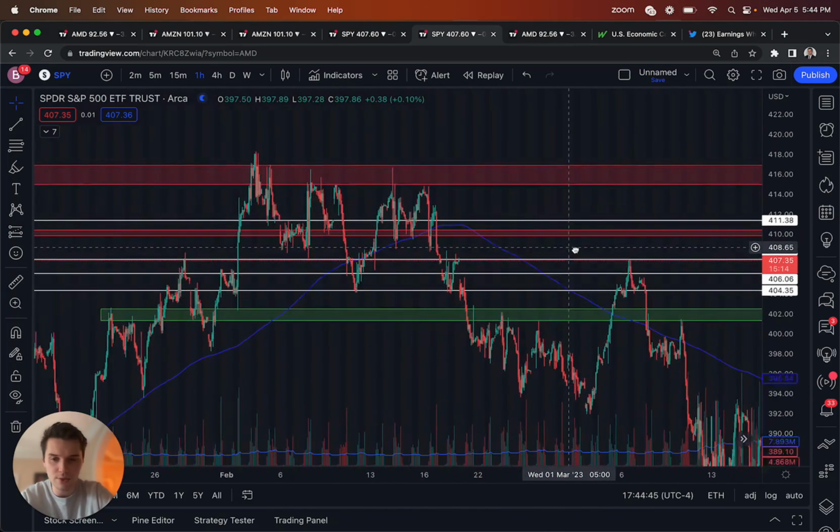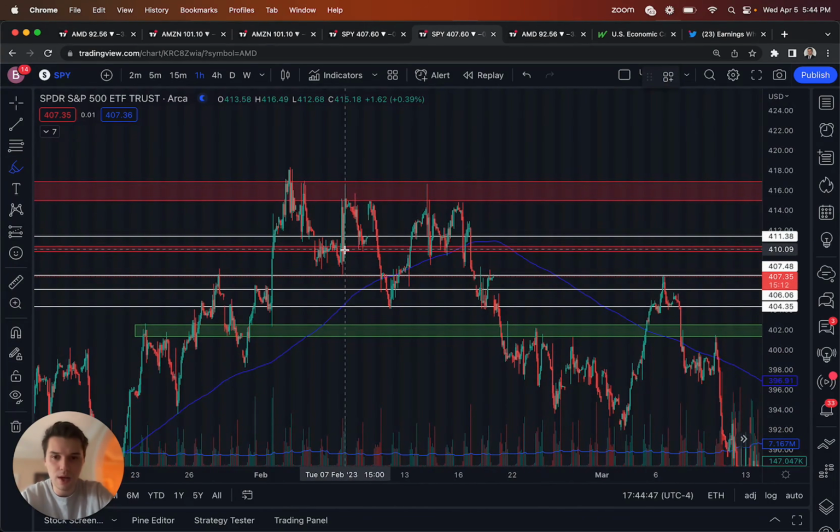And you can see why it's resistance. Why am I calling this resistance? I'm calling it resistance because you have lots of different wicks right off this level. If you zoom in on the 5-minute time frame and analyze the micro candles here, you can see all the reactions off this 410 level.